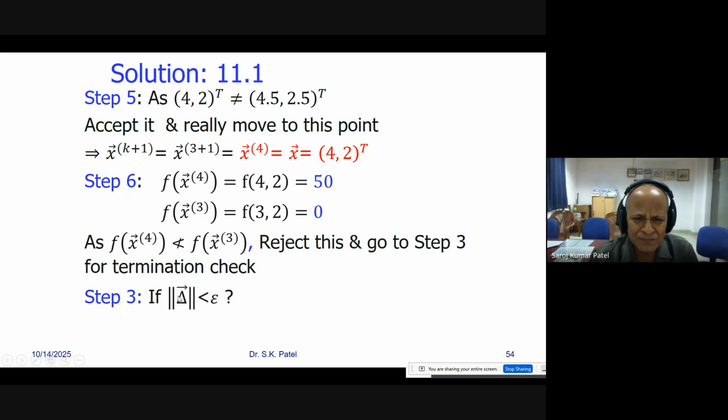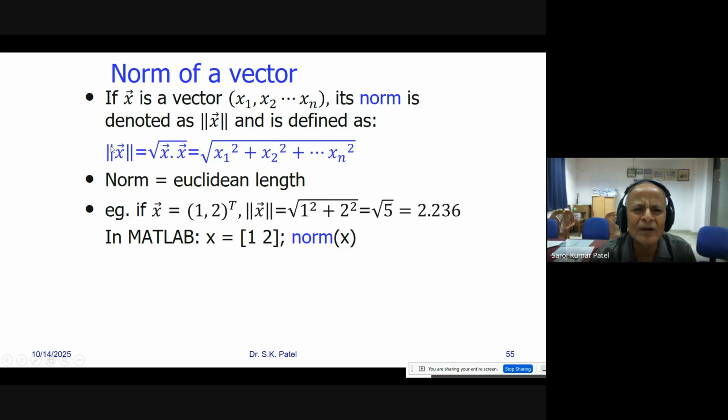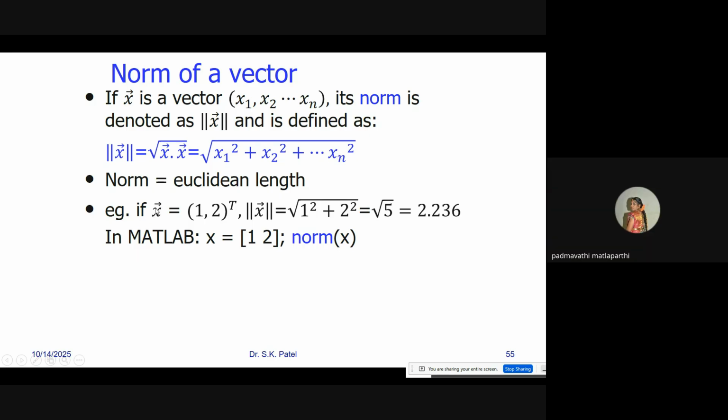Now we check this. What is the double bar? This double bar is nothing but the norm of a vector. The norm of a vector is the square root of x dot x. So that will be x1 square plus x2 square. Let's say the vector x.